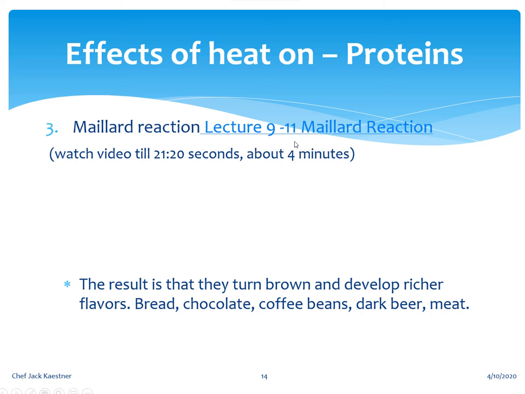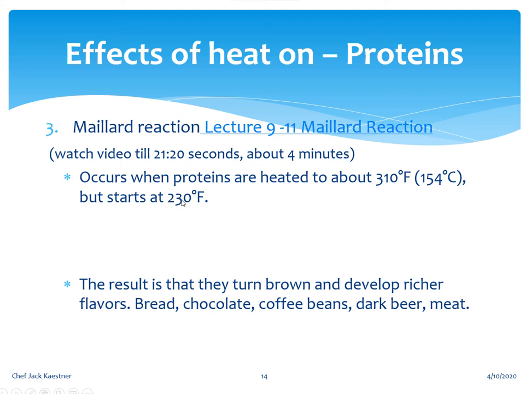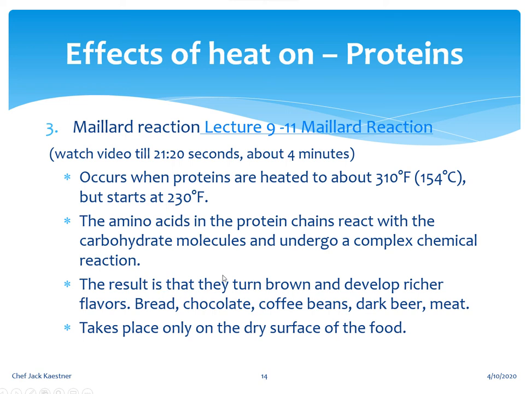So when we caramelize something, that's with sugars, but the Maillard reaction is browning of proteins with a little bit of carbohydrates. Again, here's a Harvard video series, and it really is a great little video. And the Maillard reaction starts around 230, whereas caramelization of sugars starts around 300 degrees. And it's amino acids and proteins. Some examples of the Maillard reaction would be bread, chocolate, coffees, dark beers, roasted meats. That's all the Maillard reaction.